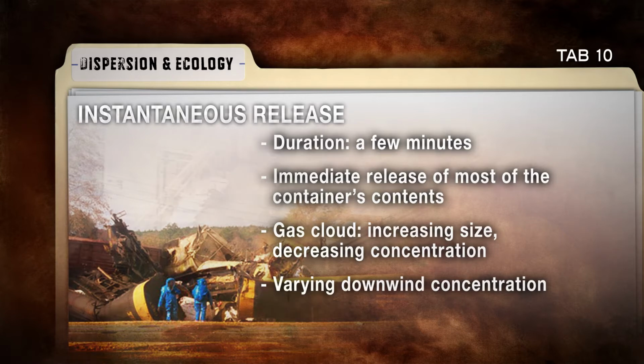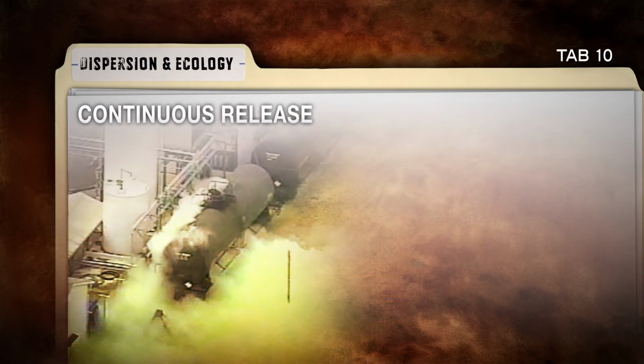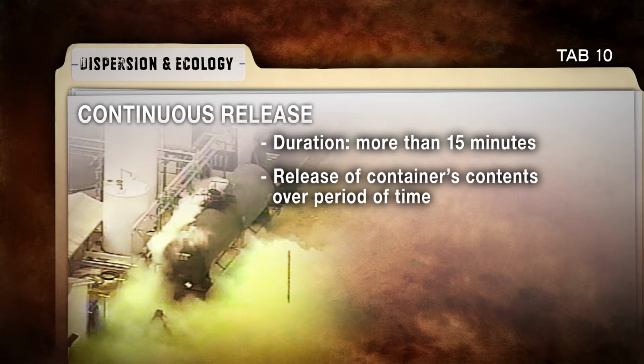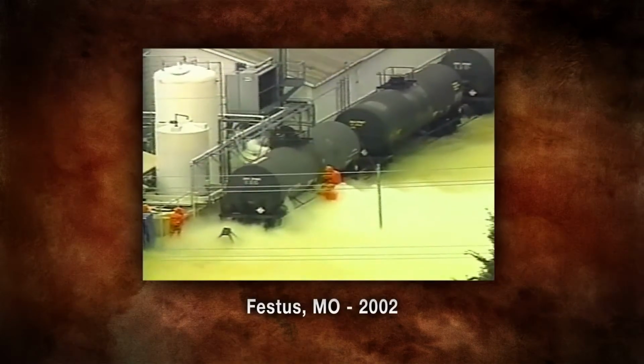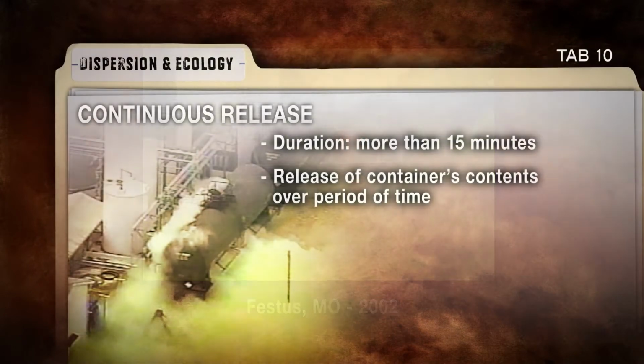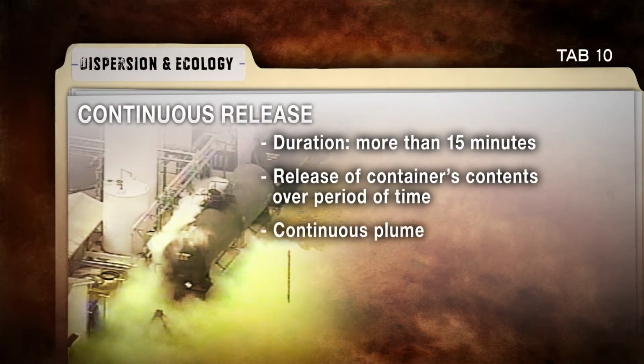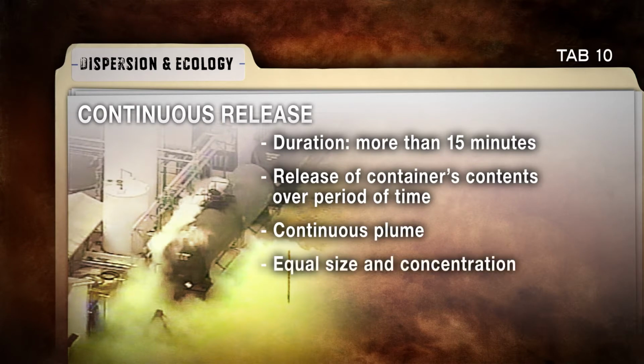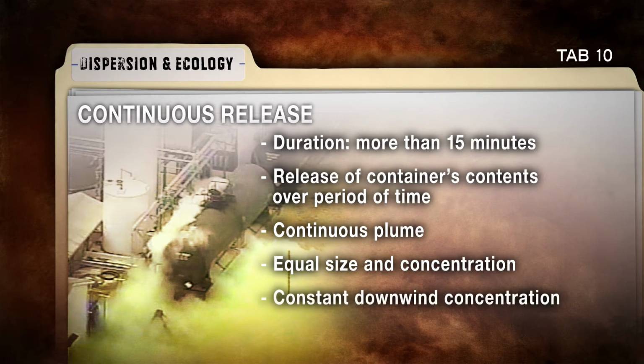a number of factors. A continuous release is characterized by the release of chlorine to the atmosphere over a longer period of time, like a valve failure, rupture, or process fitting failure. This type of release will result in a continuous plume that reaches an equilibrium size and concentration gradient. The concentration of chlorine monitored downwind from the source will be relatively constant for the duration of the release.